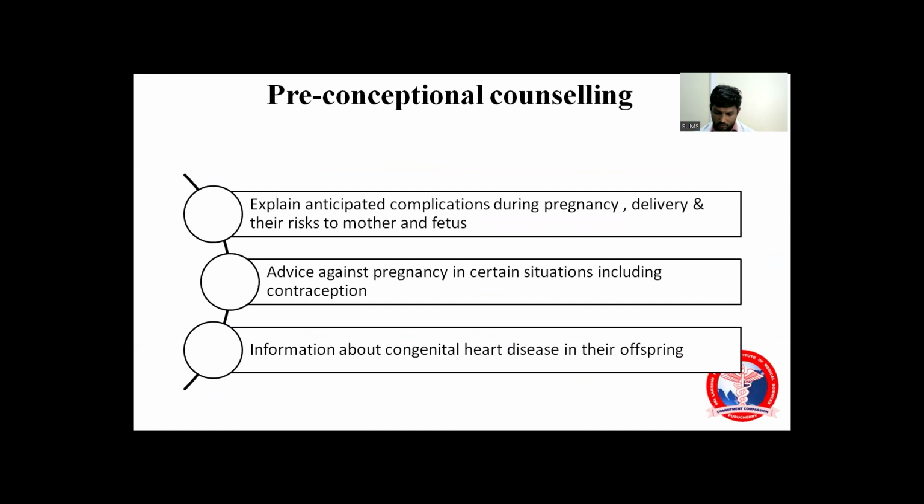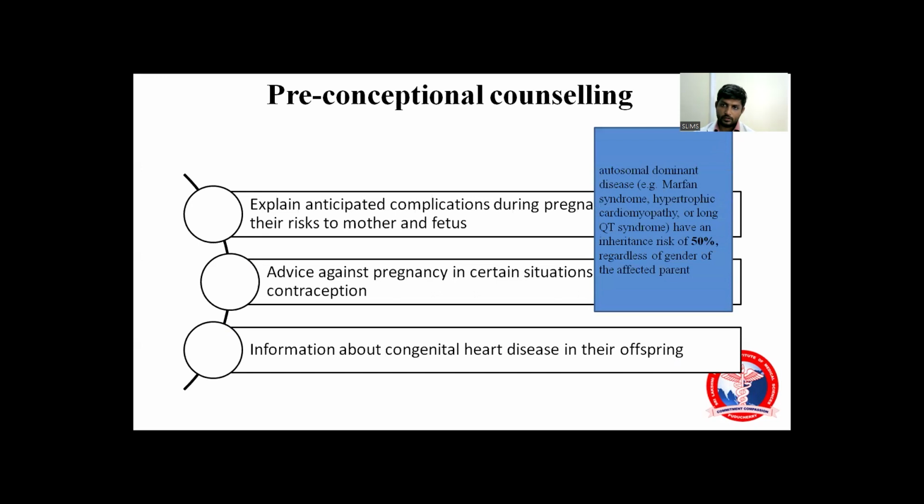So to prevent the complications that occur during labor or during the progress of pregnancy, the patient needs to be counseled prior to conception. So what are the things we have to talk to the patient about so that we can prevent all of these complications? These are as follows. We have to explain anticipated complications during pregnancy, delivery, and their risk to mothers and fetus, and advise against pregnancy in certain situations, including contraception, and inform about congenital heart disease in their offspring.